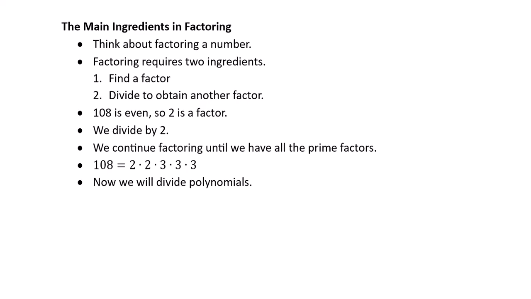The main ingredients in factoring. Let's think about factoring just a number. Factoring requires two ingredients: to find a factor and to divide to obtain another factor. For example, 108 is even, so 2 is a factor. We divide by that 2. We continue factoring until we have it down to all prime factors. 108 ends up equaling 2 times 2 times 3 times 3 times 3. So in this same way, we are now going to divide polynomials.